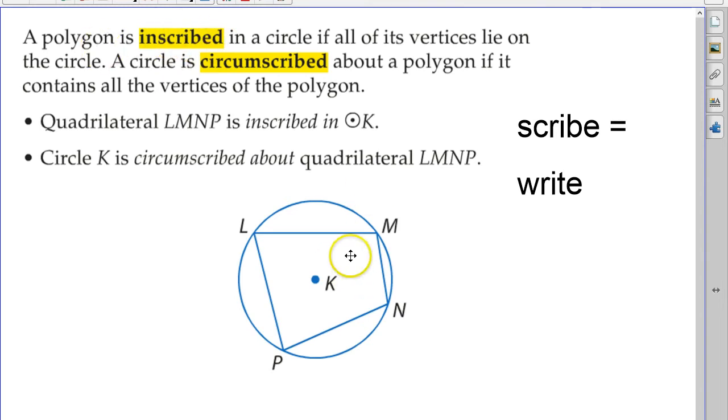So a polygon is inscribed if when you draw it like this guy here, L, M, N, P, all the vertices are inside the circle. Or on it, should say. Technically it's on it. Inside it would mean it doesn't even fit in it. If a circle is drawn around a figure and it hits all their vertices, we call that circumscribed, because circa means circle. So circumscribed. So quadrilateral LMNP is inscribed inside the circle, and circle K is circumscribed about the quadrilateral.